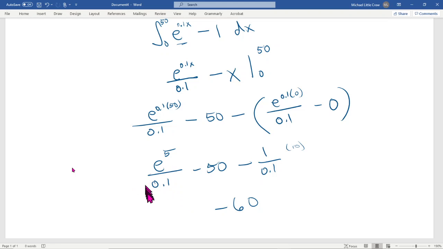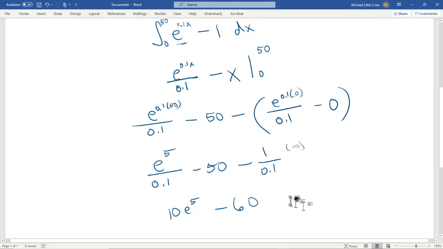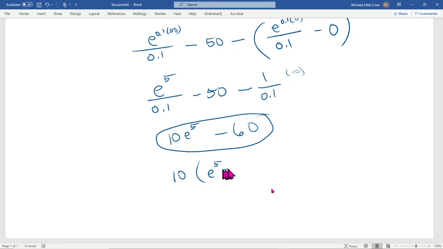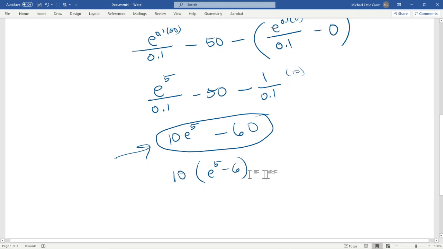And this can become up here with 10 times e to the 5th. You can factor out a 10, but I don't know if this is a perfectly good answer. Or factor out the 10. We've got this. I don't really know why you would want to do that, but that's an exact answer. Alright, and that was question 16, number 17 from the review.